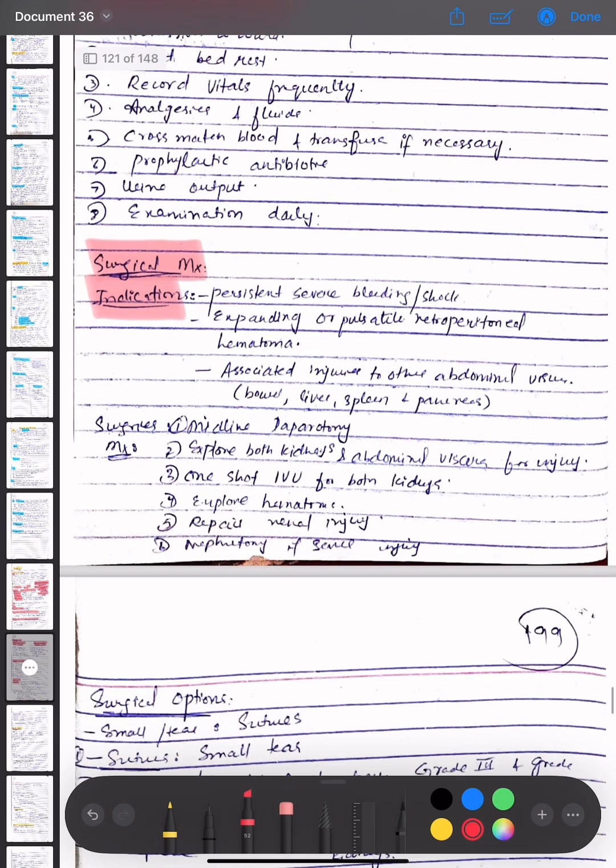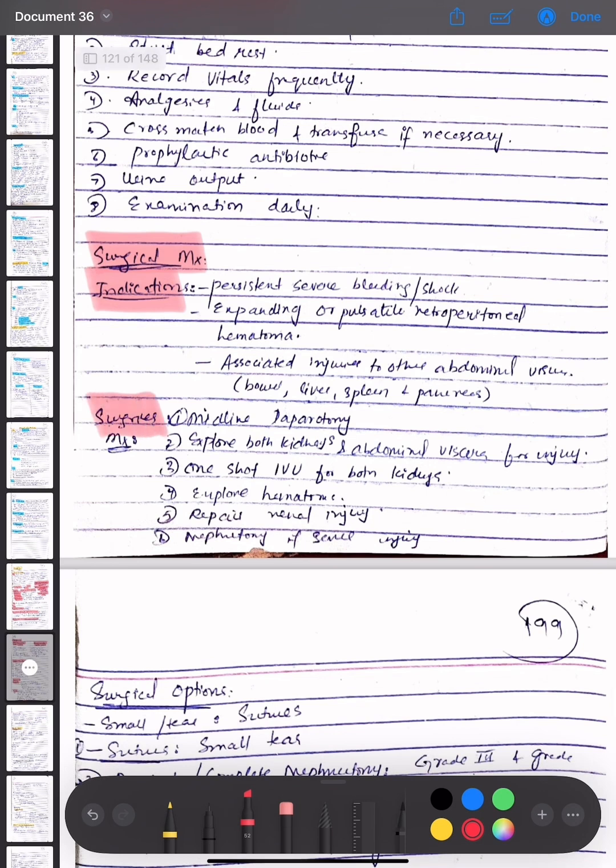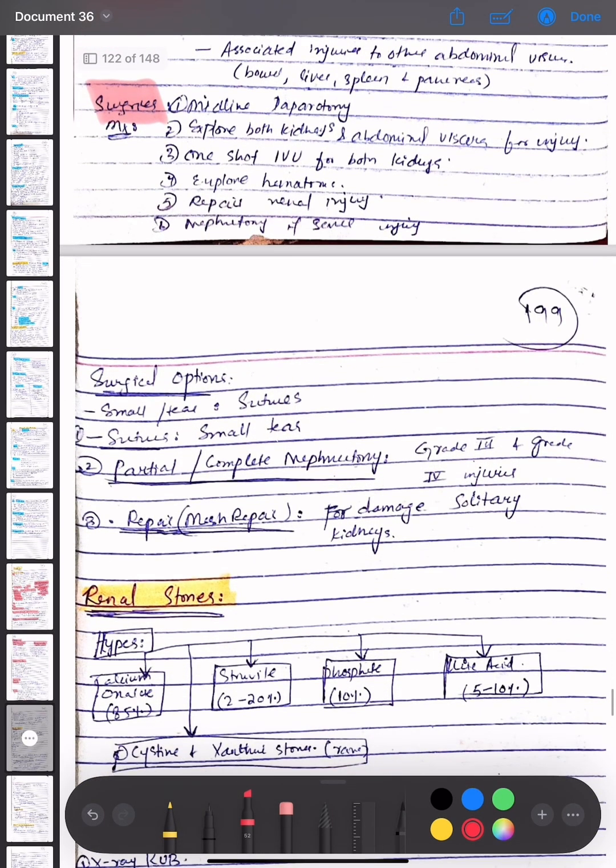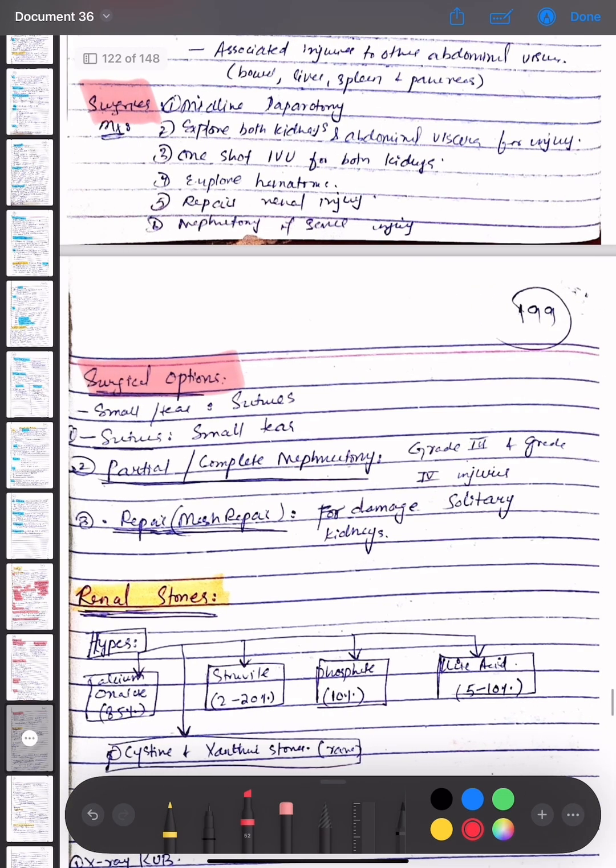The surgery is midline laparotomy, exploring both kidneys and abdominal viscera for injury. One shot IVU for both kidneys, explore hematoma, repair renal injury, and nephrectomy if severe injury is present. The surgical options are sutures for small tear, and partial or complete nephrectomy for grade 3 and grade 4 injuries, and mesh repair for damage of solitary kidneys.